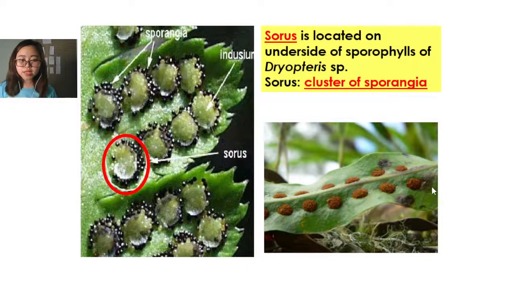Okay, so this is what I said. If you look on the underside, you will see that they are dots. They are sometimes brown, sometimes black. They contain the spores inside.